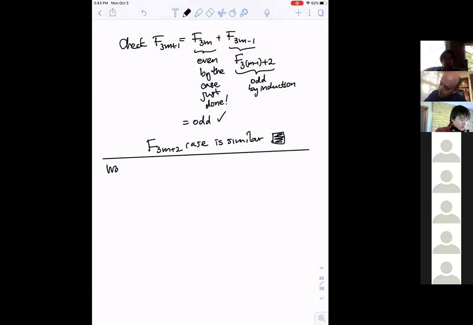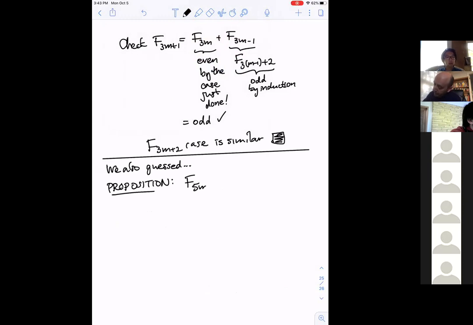So we also guessed this proposition. F5m is divisible by 5. There's another way of saying that. Right? In other words, these are where the subscripts are divisible by 5. We're saying the corresponding Fibonacci number is divisible by 5. You see how that's what I was saying on the first page?